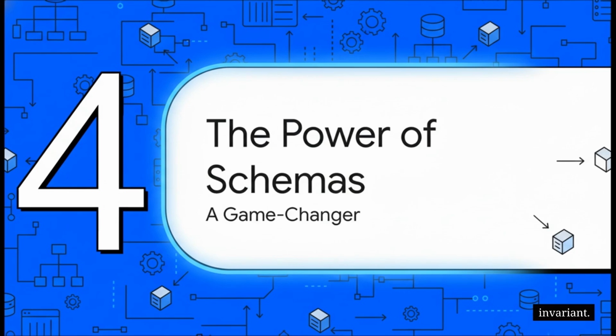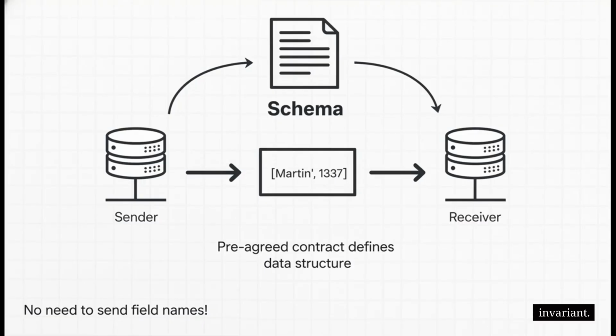This is where schemas come in, and let me tell you, they are an absolute game changer. Here's the key idea. A schema is a formal contract, a blueprint for the structure of your data. Think about it. If the writer and the reader both have a copy of the blueprint, the writer can just send the raw materials. The reader already knows what each piece is and exactly where it's supposed to go. You don't need to label every single thing.